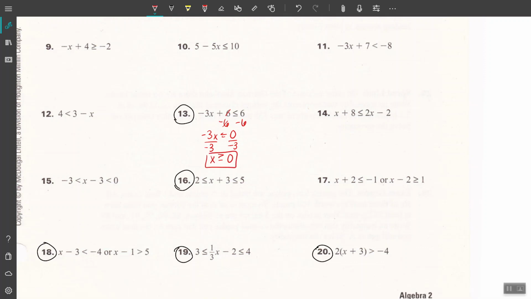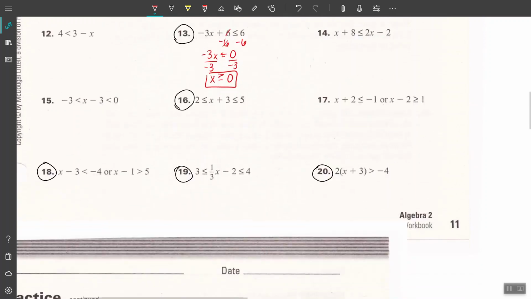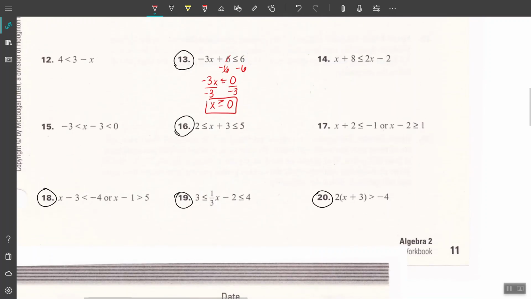Okay, number 16, same idea. Here, though, we have two inequalities. So we've got a double inequality. We can either rewrite them. So let me come over here and rewrite them under number 17 so you can see it. So we've got this inequality, and we also have this inequality right here. This is an and inequality. They're going to run towards each other and meet up.